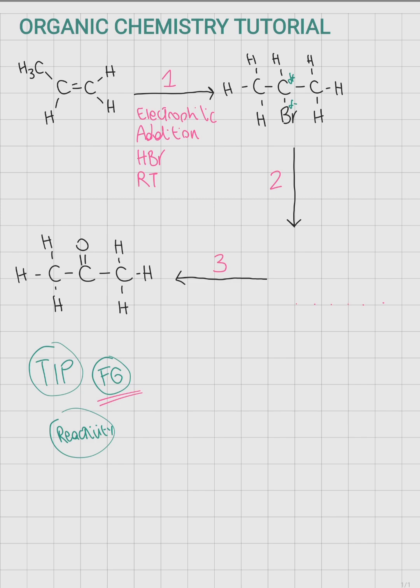So in this case, we are looking at a nucleophilic substitution with, for example, KOH. Now, we have a haloalkane and potassium hydroxide. This reaction will require, as a condition, heat under reflux.